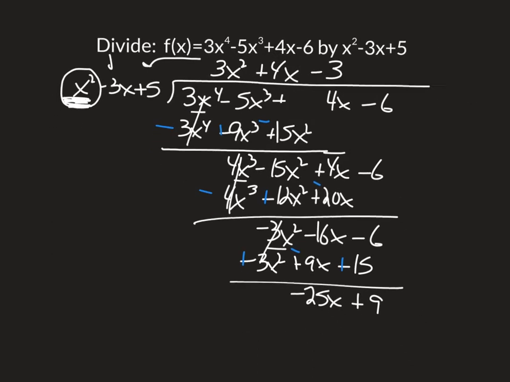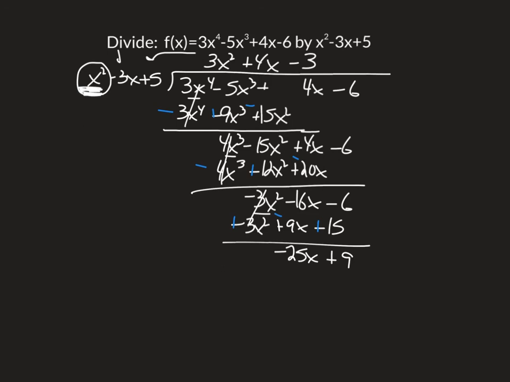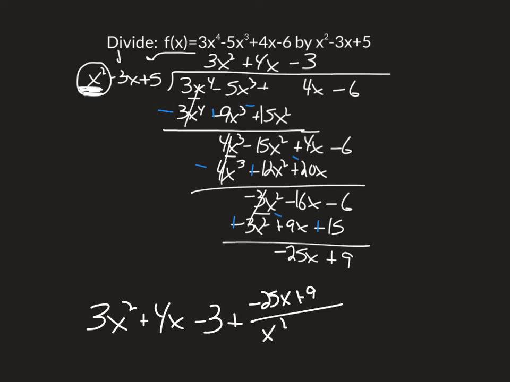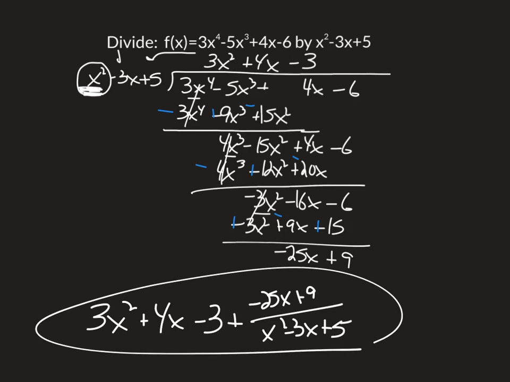So to write my quotient and remainder, I'm going to write it this way. I'm going to write the quotient, which is on the top of the division bar, 3x squared plus 4x minus 3. My remainder is negative 25x plus 9. So I'm going to put the negative 25x plus 9 over the divisor that we started with. Just like that. That's supposed to be a 5.